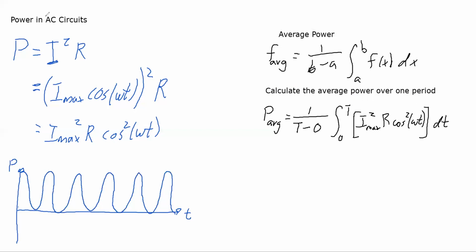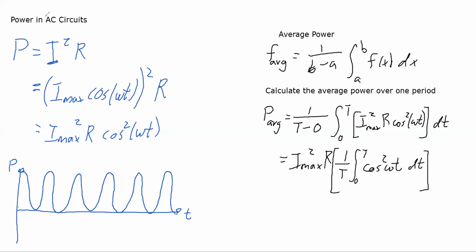Okay, so we need to take this integral. I'm going to do it in pretty quick order here. What comes out in front? Let me take out I max squared R, and everything else I'm going to leave in there. So I have the 1 over T. It says T minus 0, but I'm just going to put 1 over T, times the integral from 0 to T of cosine squared omega t dt. My I max and my resistance are constant. I changes, but the maximum value for I doesn't change, and R, my resistance, doesn't change. So I take those outside the integral, and I'm left with this.